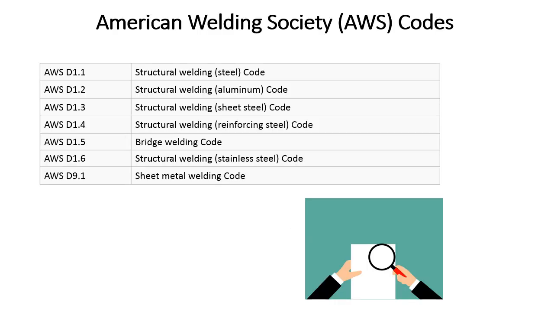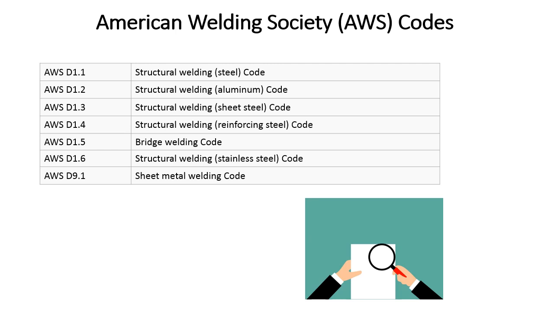The American Welding Society supplies a number of codes. The following is a list of some of them. Structural welding steel, AWS D1.1. AWS D1.2 is structural welding aluminum. AWS D1.3 is structural welding sheet steel.